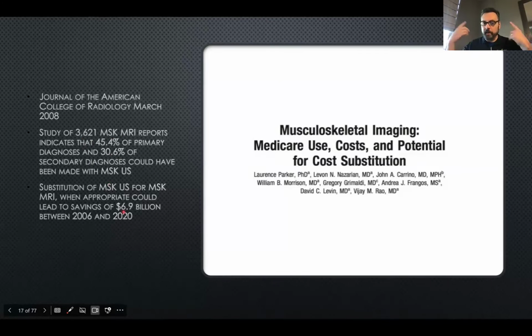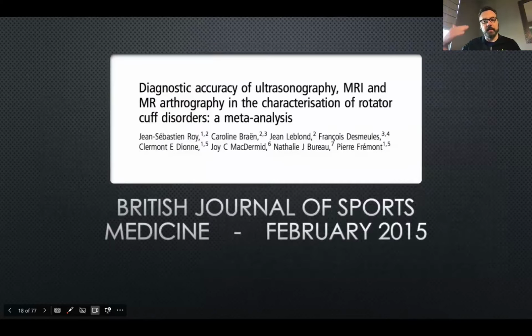And once insurance companies start seeing that kind of money, they're going to be more inclined to pay for the ultrasound over the MRI. The trouble is the lack of certified musculoskeletal ultrasound practitioners that do exist, and the amount of research behind it, whether they're going to support that or not. But it can be a cost-saving measure in the long run, just something to keep an eye on.